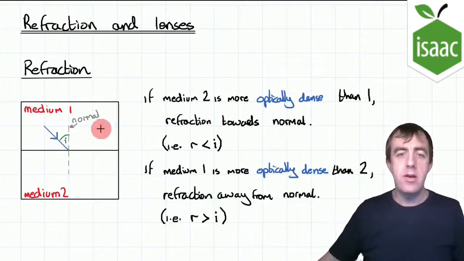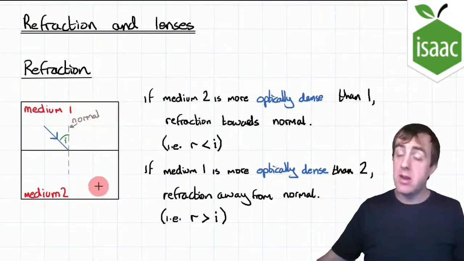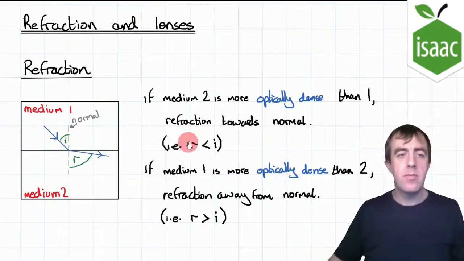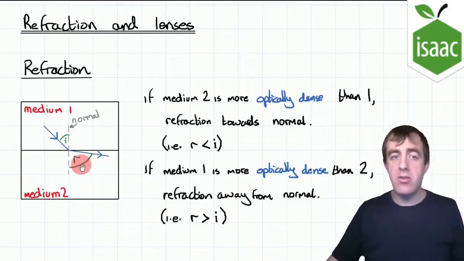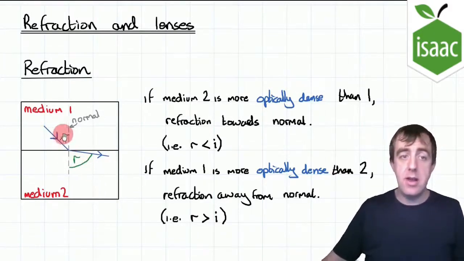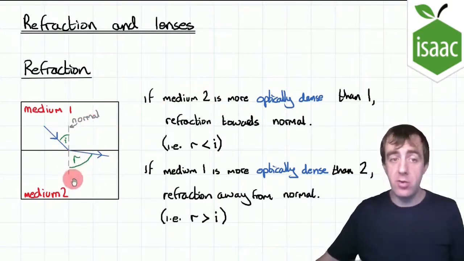If, however, medium 1 is more optically dense than medium 2, so medium 2 is less optically dense than medium 1, in that case, the ray will be refracted away from the normal. Here you can see the angle of refraction is now bigger than the angle of incidence. And the angle of incidence and the angle of refraction are always measured to the normal.